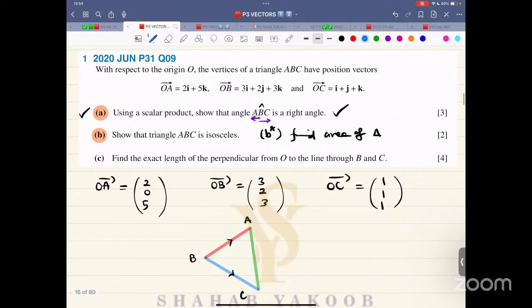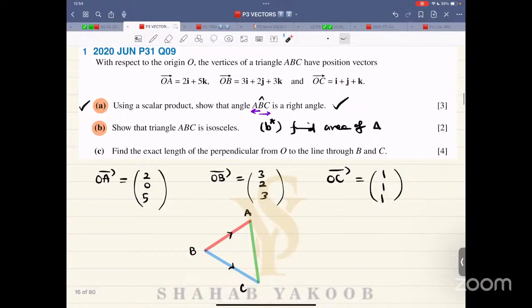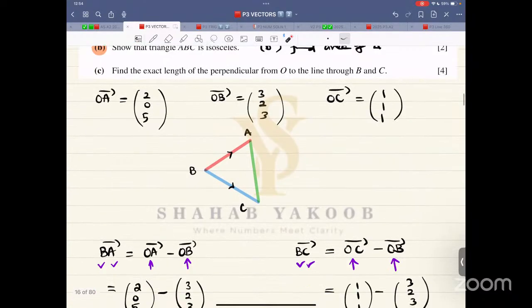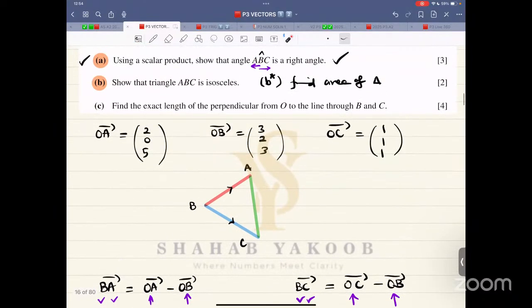Something like this. It says, with respect to the origin O, the vertices of a triangle ABC have position vectors such and such. Using scalar product, show that ABC is a right angle. So we have OA, OB, OC. Angle ABC, take two vectors diverging from a point.